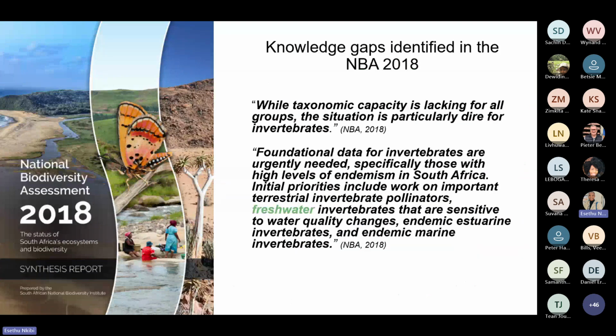While taxonomic capacity is lacking for all groups, the situation is particularly dire for invertebrates. Foundation data for invertebrates are urgently needed, specifically those with high levels of endemism in South Africa. Initial priorities include work on important terrestrial invertebrate pollinators, freshwater invertebrates that are sensitive to water quality change, endemic estuarine invertebrates, and endemic marine invertebrates.